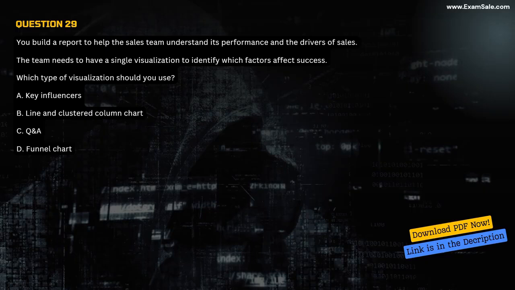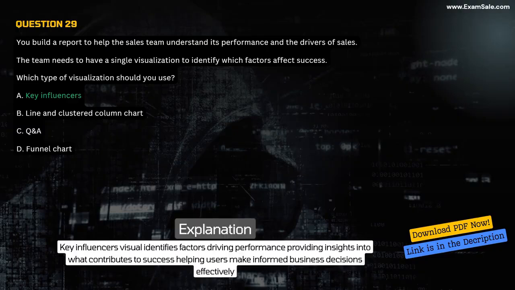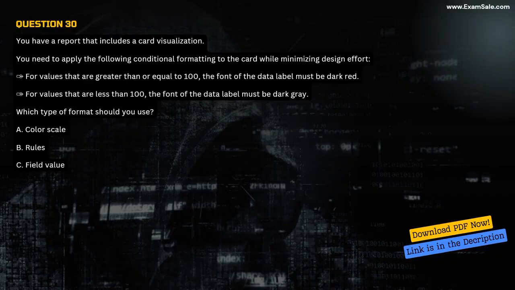Question 29. You build a report to help the sales team understand its performance and the drivers of sales. The team needs to have a single visualization to identify which factors affect success. Which type of visualization should you use? A. Key influencers. B. Line and clustered column chart. C. Q&A. D. Funnel chart. Correct answer A. Key influencers. Explanation. Key influencers visual identifies factors driving performance, providing insights into what contributes to success, helping users make informed business decisions effectively.